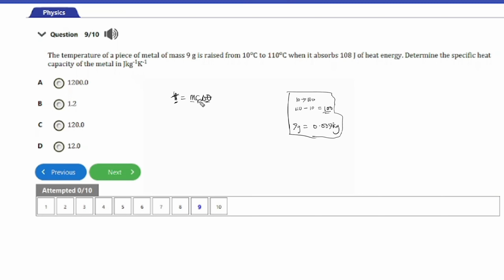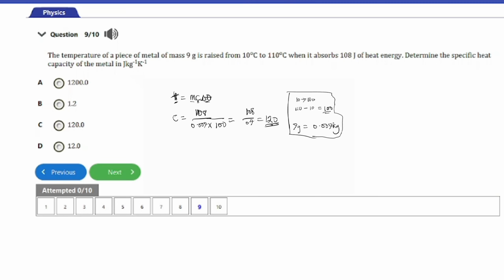To make C the subject of this equation, C is equal to the heat, which is 108, over the mass times the change in temperature. Mass is 0.009, and then change in temperature is 100. So in that case, we'll have 108 over 0.9. So 108 over 0.9 will give us 120. And that's option C here, guys.